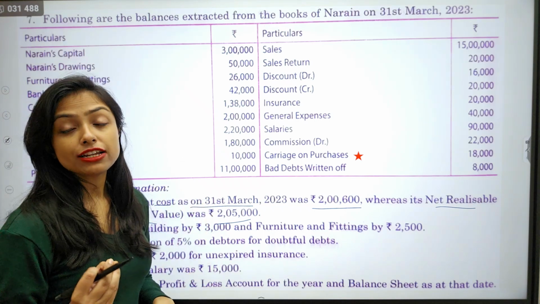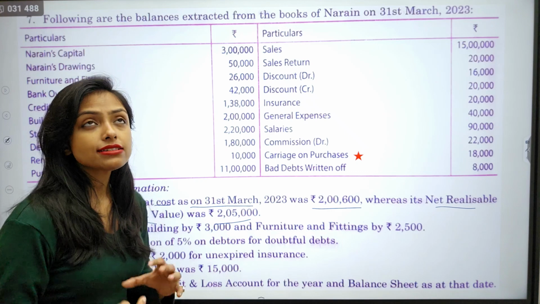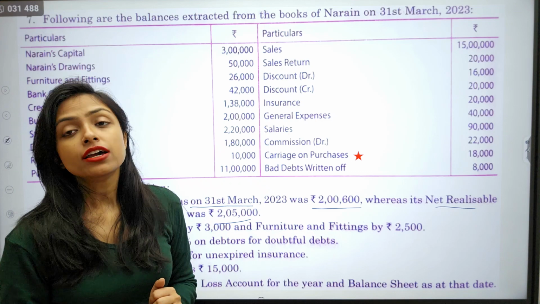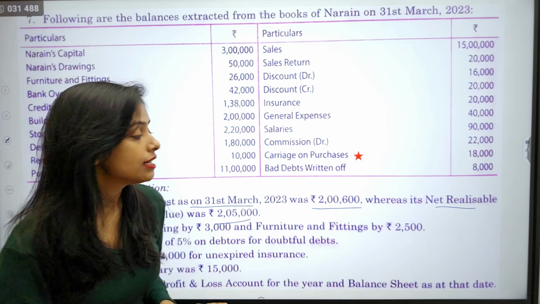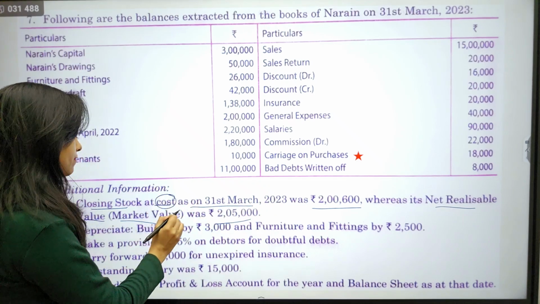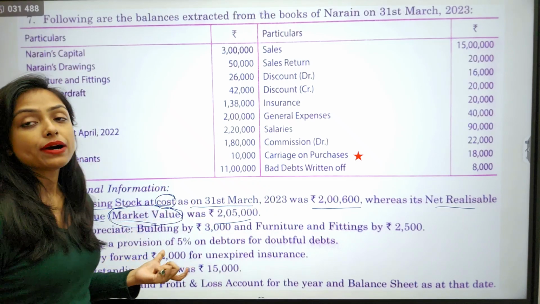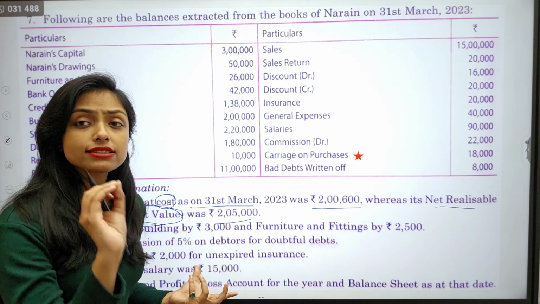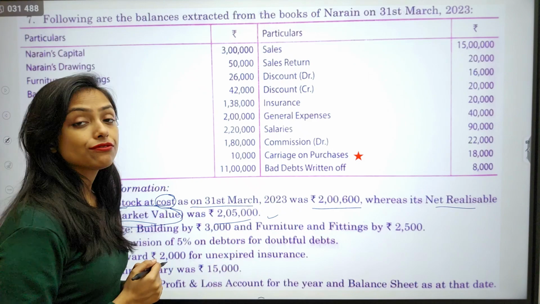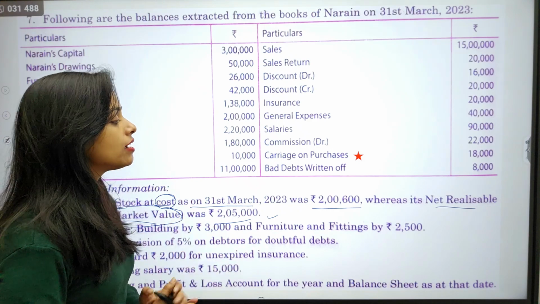Net realizable value means the market value minus any amount you have to give, any expense you have to incur in order to sell that. So this is the cost. This is my cost. And this value, net realizable value, is my market value basically. If I go and sell out my closing stock, how much money will I get? I will get only 2,05,000 rupees. This is what they're trying to tell me.